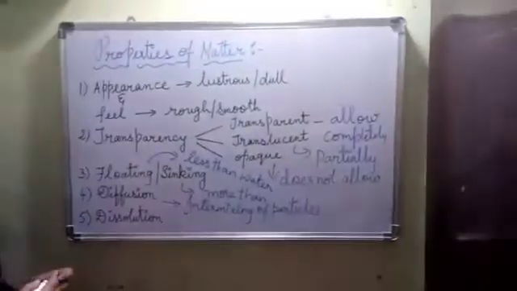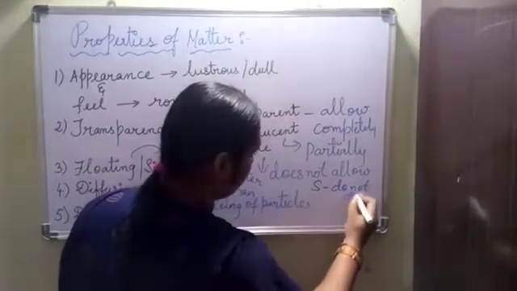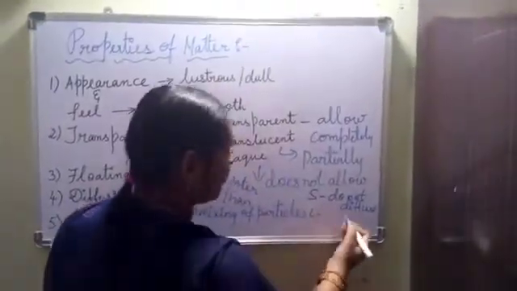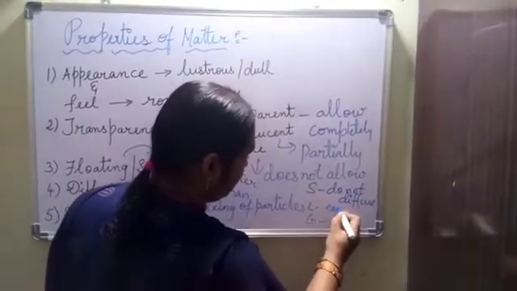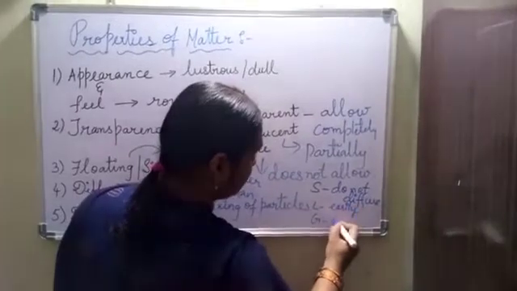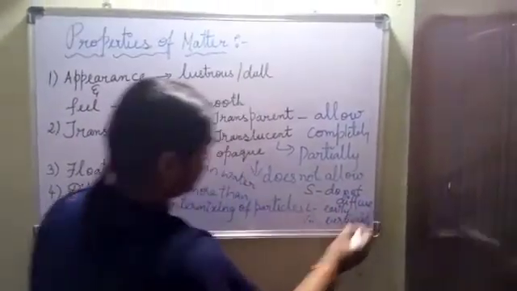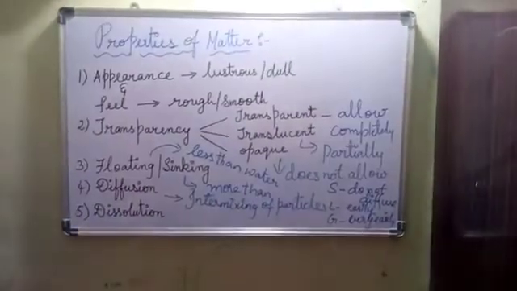Okay, children. Solids do not diffuse. Liquids can diffuse a little easily. Gases can very easily diffuse with each other. So this is about diffusion. What is diffusion? Intermixing of particles on their own. Okay, children.